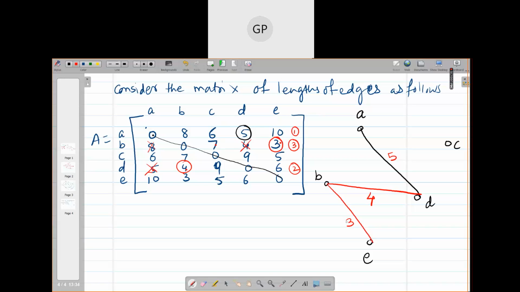Correct? Getting it, girls? Yes, ma'am. It's very easy, ma'am. You can do it from the graph also.